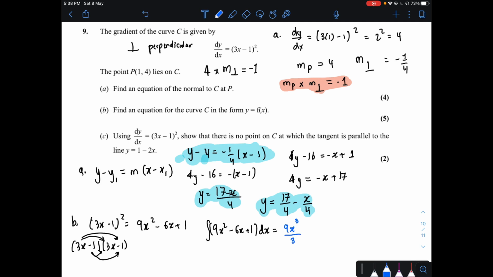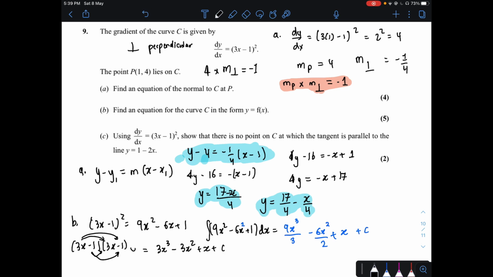Same thing with minus 6x. The power usually is what? 1. So we increase by 1, it becomes 2, divided by 2. And then the last one is pretty easy. Any constant just becomes the variable, which is x, right? Also plus c. Don't ever forget the plus c. So in this case, we have 9 over 3, which is 3x cubed minus 3x squared plus x plus c.